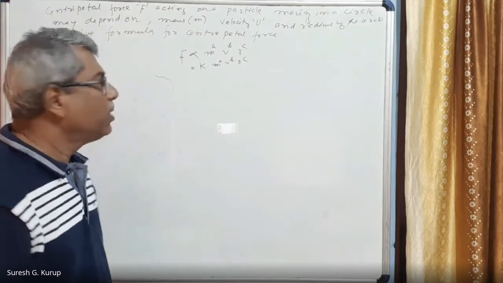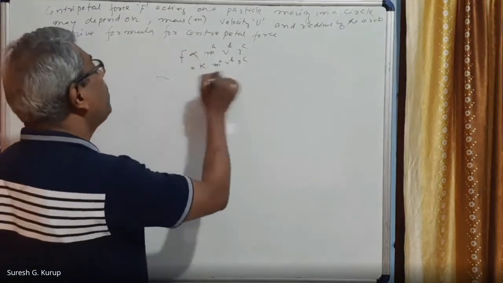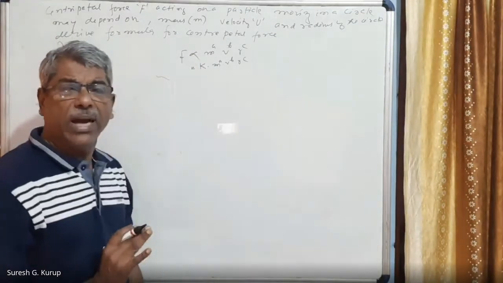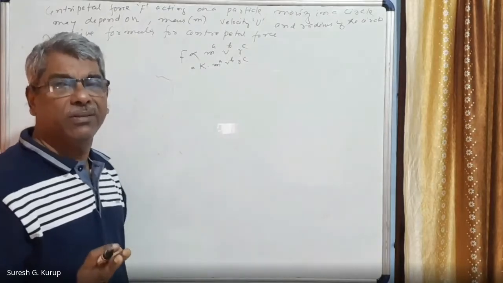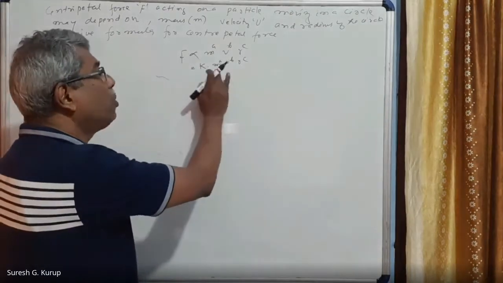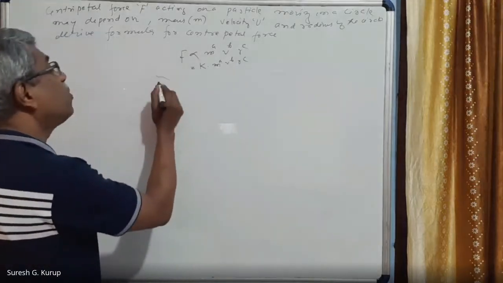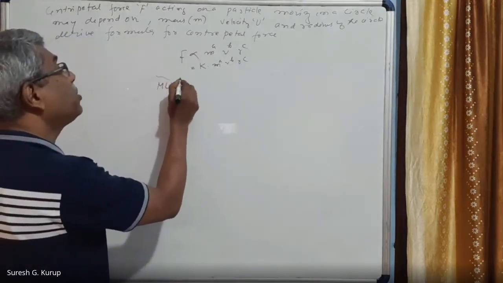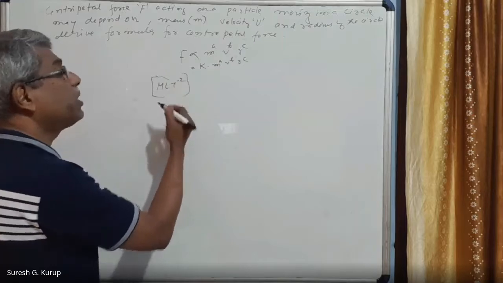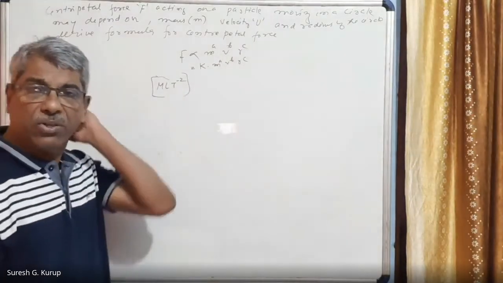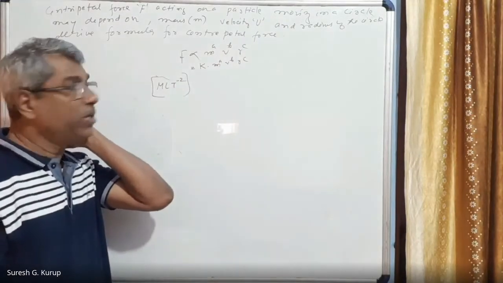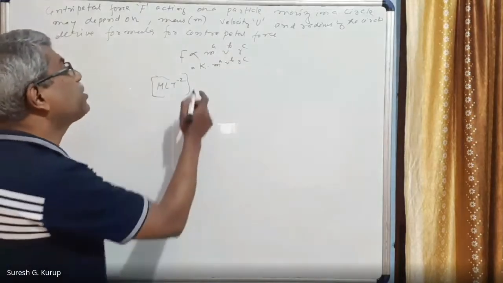Am I correct? So what we can write is, now we write the dimensions of all the quantities, separately. This is force. Force means M L T raised to minus 2. That everybody knows, the dimensions of force is equal to M L T raised to minus 2. A has no dimension.